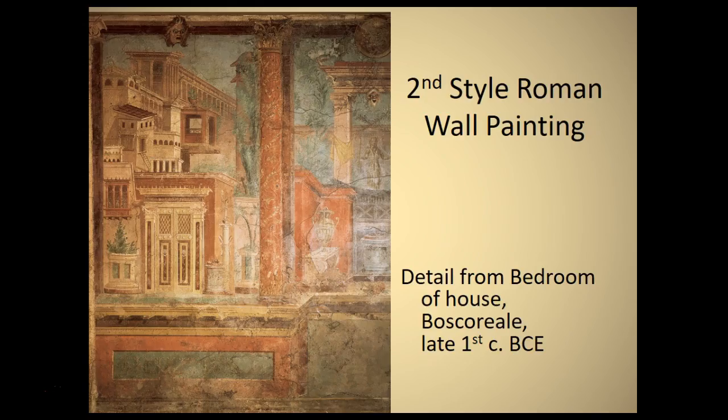So while the first style embraced the flatness of the wall, the second style attempted to trick the viewer into believing that they were looking through a window by painting illusionistic images. As the name for the second style implies, architectural elements drive the painting, creating fantastic images filled with columns, buildings, and stoas. These are covered walkways or porticos. And it's sort of this idea of an architectural fantasy.